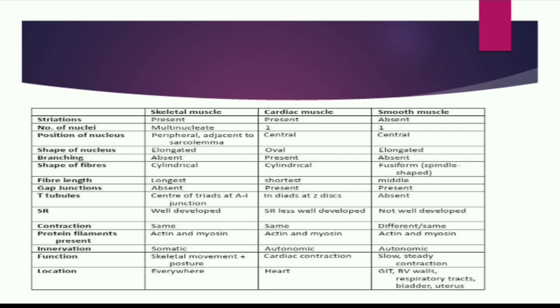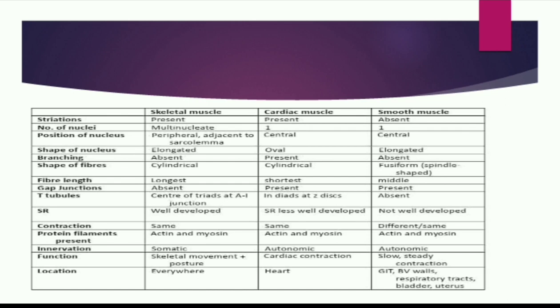T tubules: in skeletal muscle, at the A-I junction; in dyads at the Z disc in cardiac muscle; absent in smooth muscle. SR is well developed in skeletal muscle, less well developed in cardiac muscle, and not well developed in smooth muscles. Contraction is the same in smooth and cardiac muscle, and innervation is somatic in skeletal, autonomic in cardiac, and autonomic in smooth muscle also.